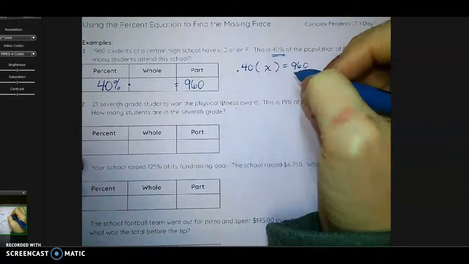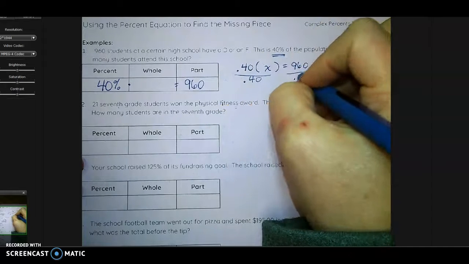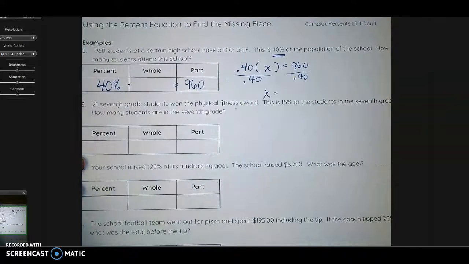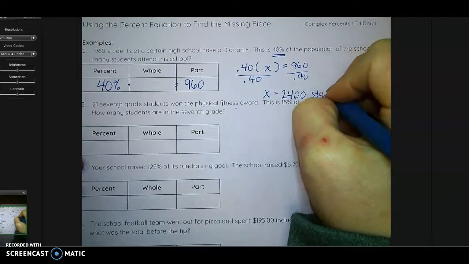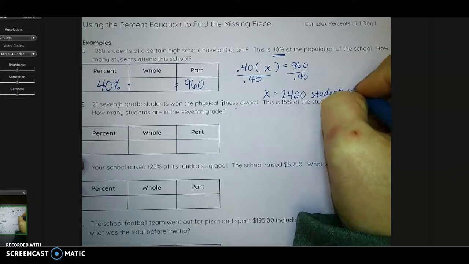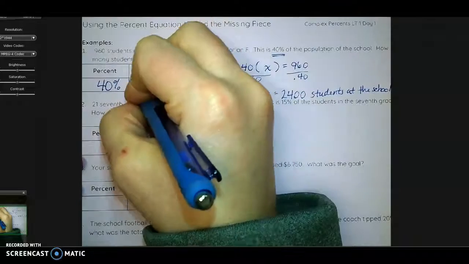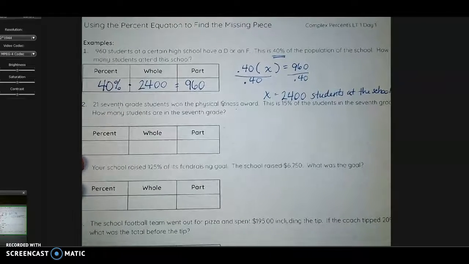I'm doing a one-step equation here. So if I'm multiplying by 0.4, I'm going to divide by 0.4. And I can write 0.4 or 4/10 as 40/100 as well. So when I do that division, I find out that there are 2,400 students at the school. That is my whole or my total. And I can always check myself by doing 0.4 times 2,400 and seeing if I get 960. So I can always check myself by plugging my answer back in and seeing if it's a true statement.